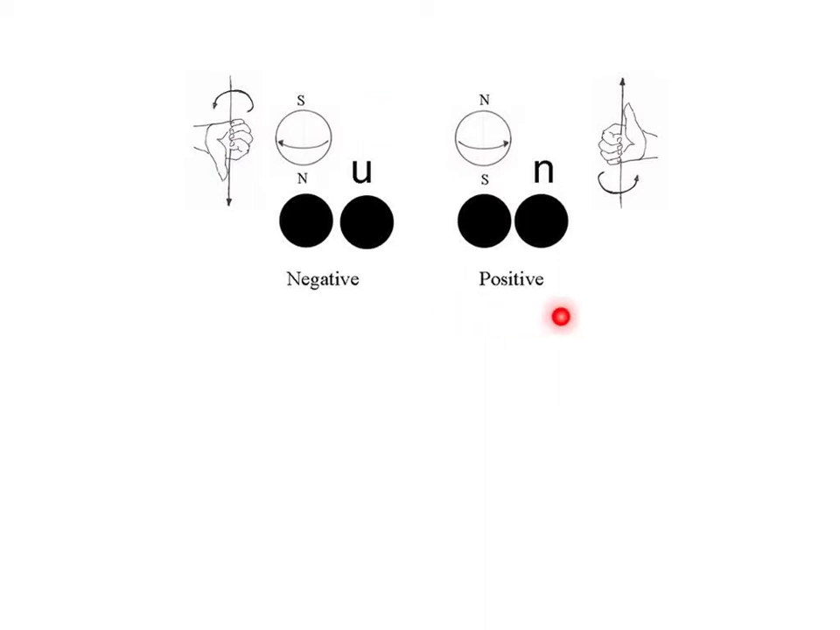On the right, we have the north pole facing away from the center or point of attraction, and the south pole faces towards it. So if the north pole faces away, we're going to use an N. And of course, just the opposite of that, we have a positive situation here. So a U indicates a negative orientation towards the center, and an N indicates a positive orientation.